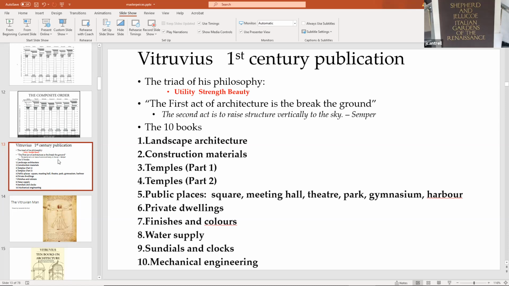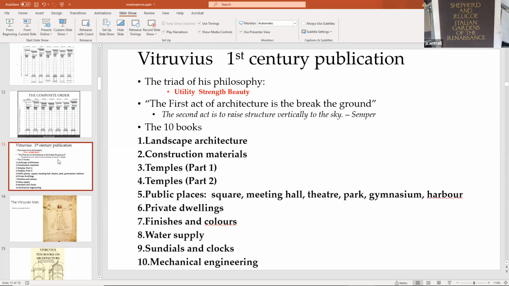Really, his early philosophy in architecture was utility, strength, and beauty, a triad of relationships. It's functional, it has to stand up, and it has to look pleasing to the eye and beautiful. His first quote was, "The first act of architecture is to break the ground." A lot of my students and colleagues think that a house or building just sits on top of the ground. Of course, you have to break the ground first for the foundations. Of course, there has to be a second act. The second one is to raise structure vertically to the sky, by a later architect, I think in the 17th century, Semper. So Vitruvius, of course, is one of the first architects, and the first act would be appropriately termed to break the ground.